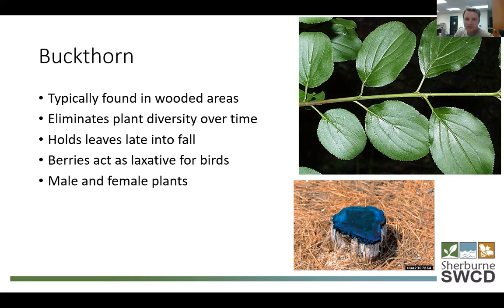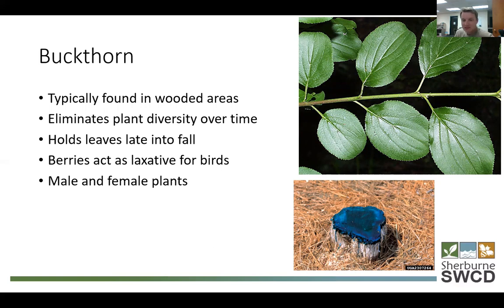Buckthorn typically is found in wooded areas and on prairie edges. Typically doesn't like full sun, but it absolutely can tolerate it. It absolutely will grow in it. So for that reason, we can find buckthorn all over the place. The reason buckthorn is so harmful to the ecosystem is that it eliminates plant diversity over time. It does this through its ability to outcompete the native vegetation for sunlight, resources, and just everything a plant needs to grow. And it's able to do this because of how long of a growing season it has.